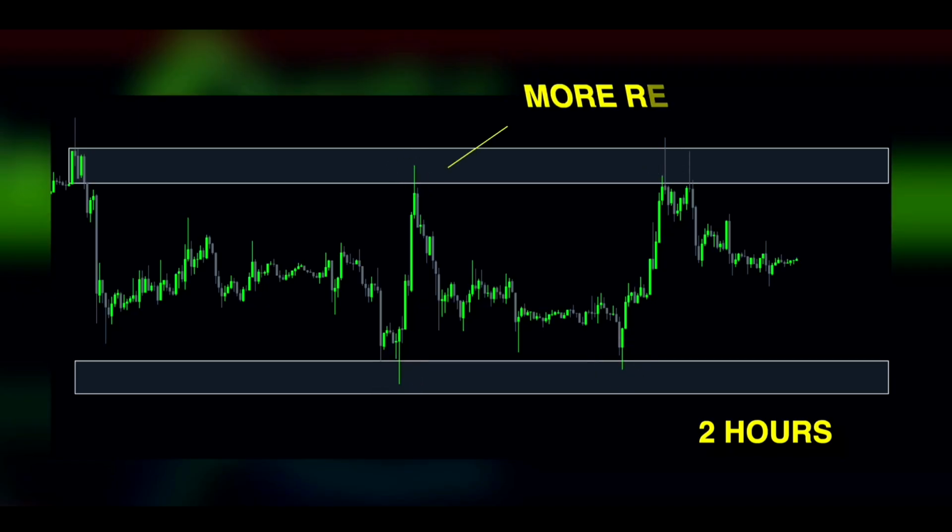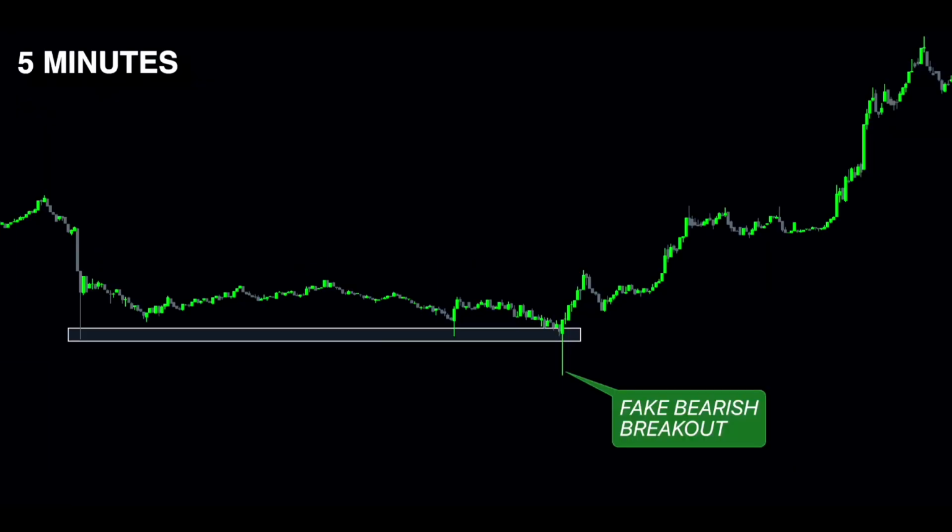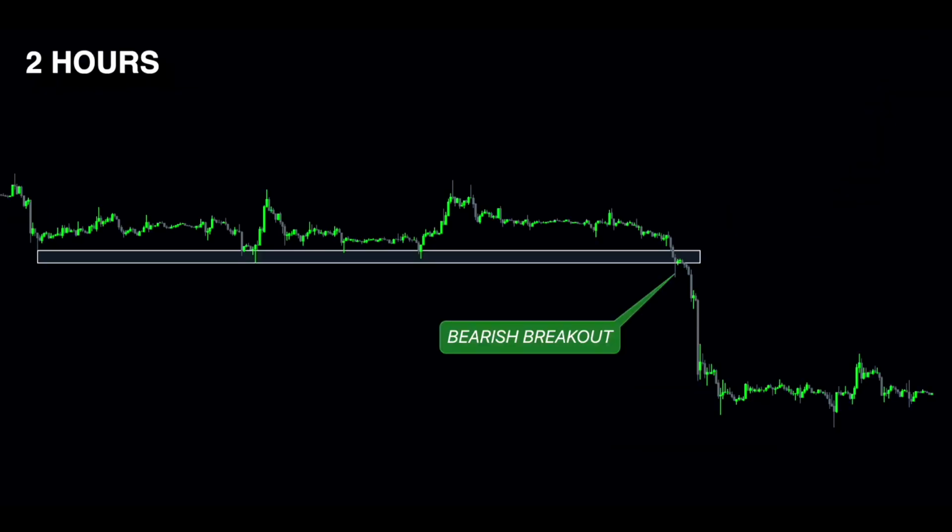Another reason these levels are stronger is that more traders watch them. When a price nears a support or resistance level on a daily or 2-hour chart, a larger number of market participants react, reinforcing that level's strength. In contrast, lower time frames often see false breakouts where price briefly breaches a level before reversing. This happens far less with higher time frame levels, making them more trustworthy. I hope that explanation helps.